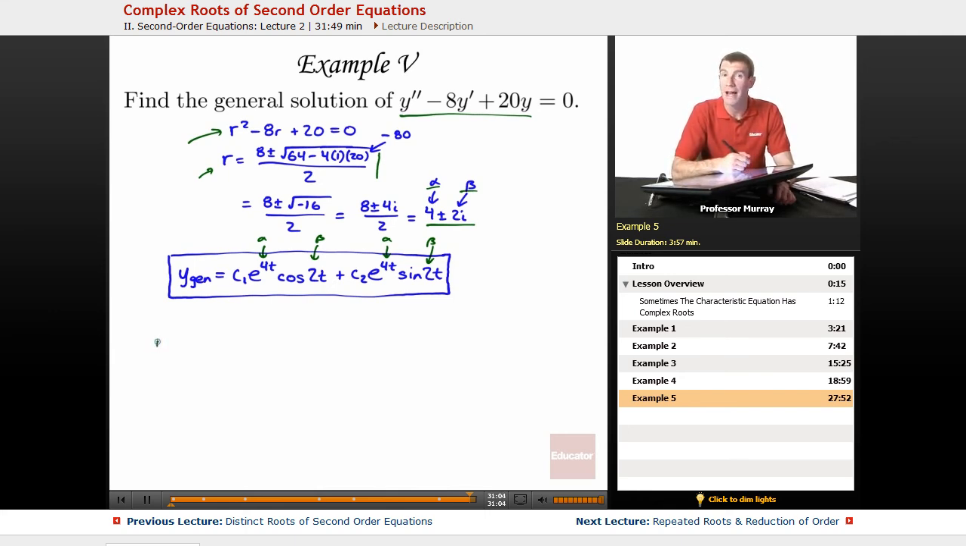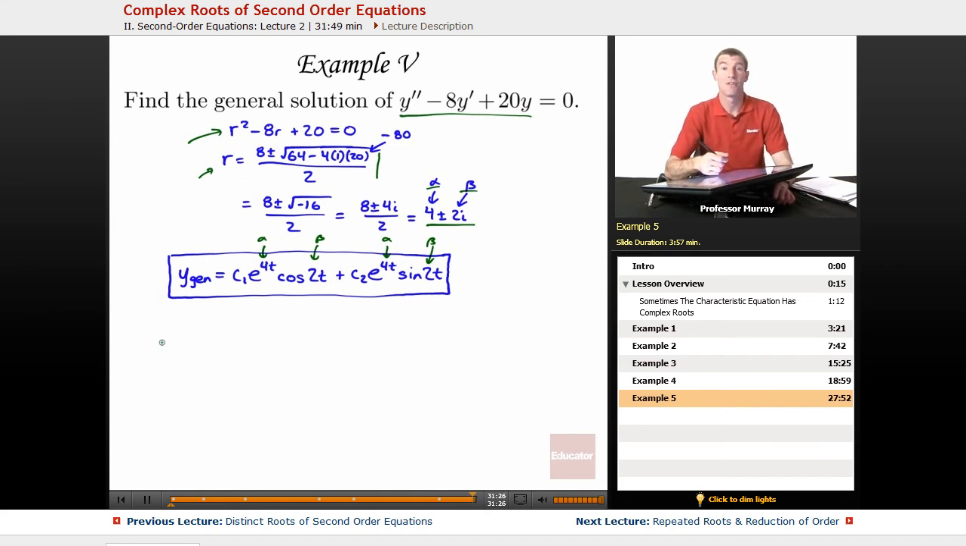So at this point we have no initial conditions, so we're done with this example. If we'd been given initial conditions, we would have used them to figure out what the constants are. We would have gotten a couple of equations and a couple of unknowns. We don't have that, so at this point we're done with this example with the general solution.